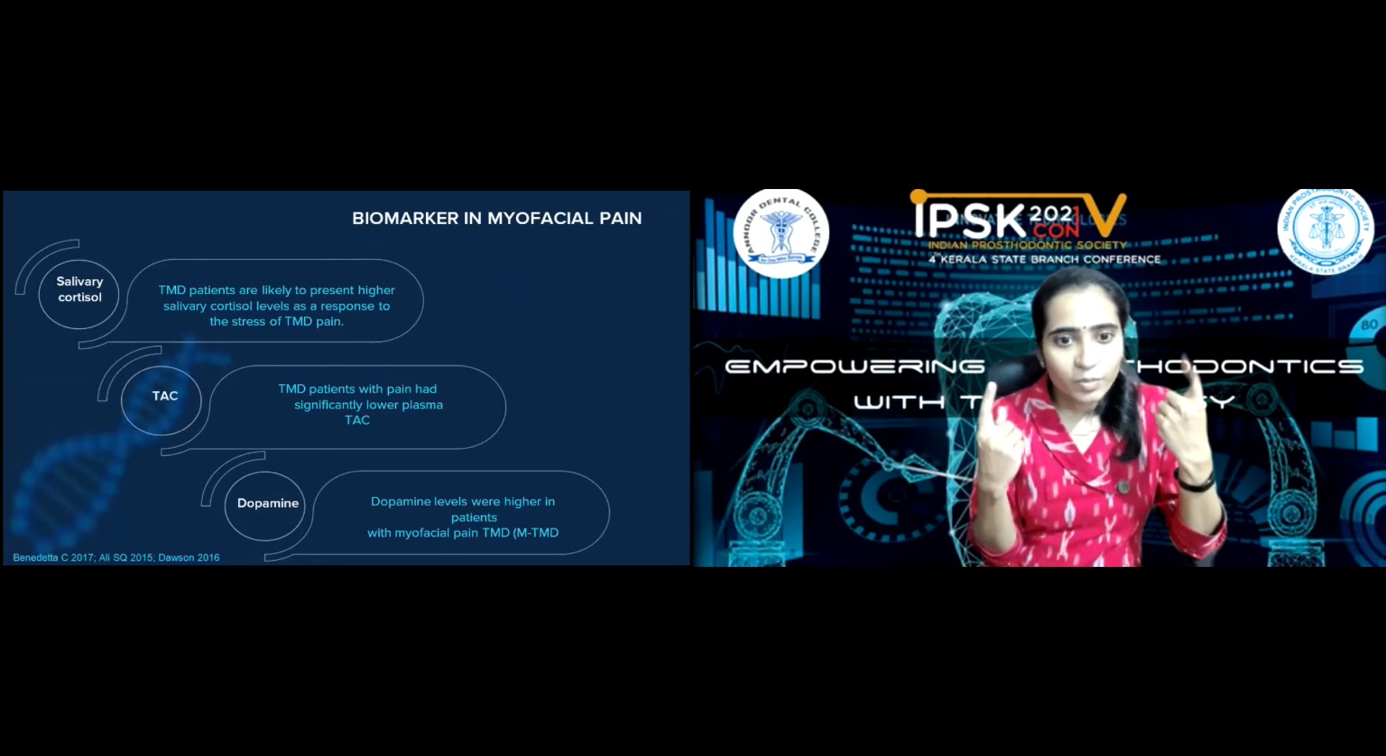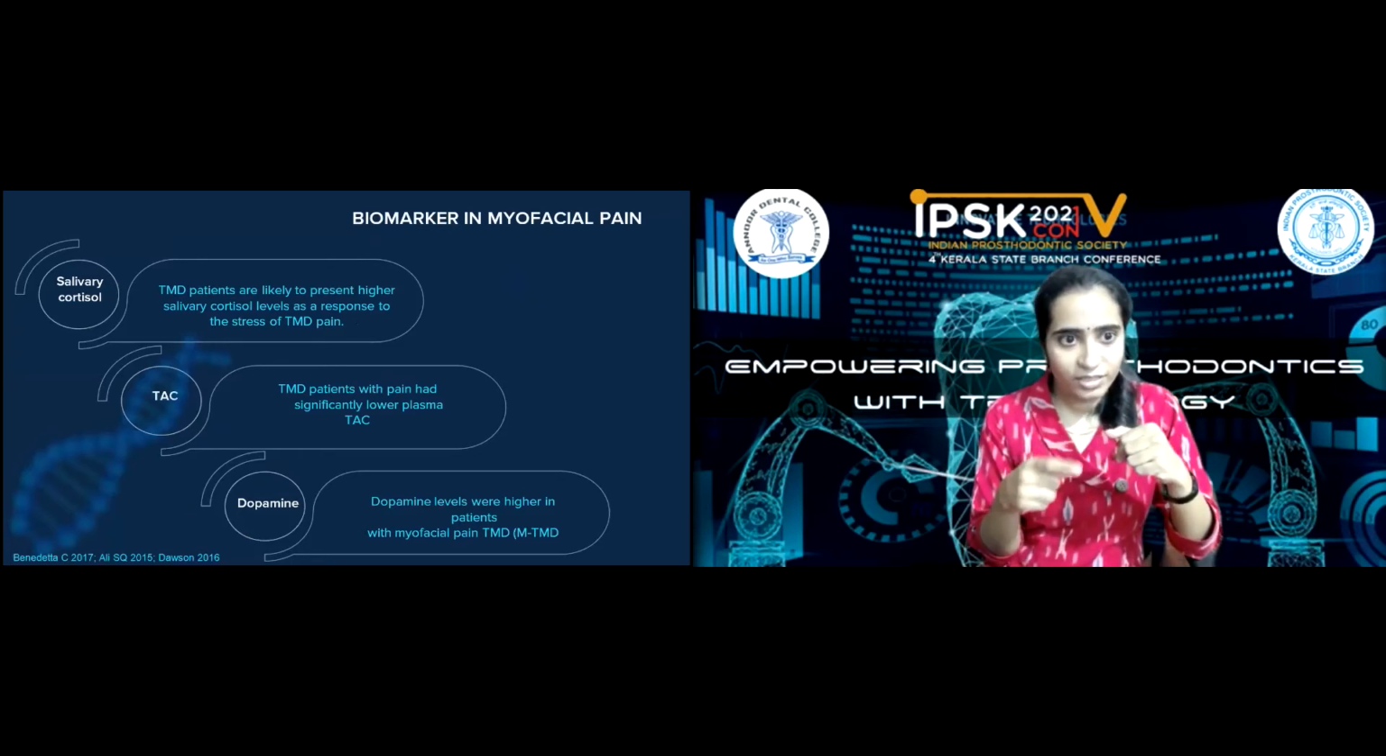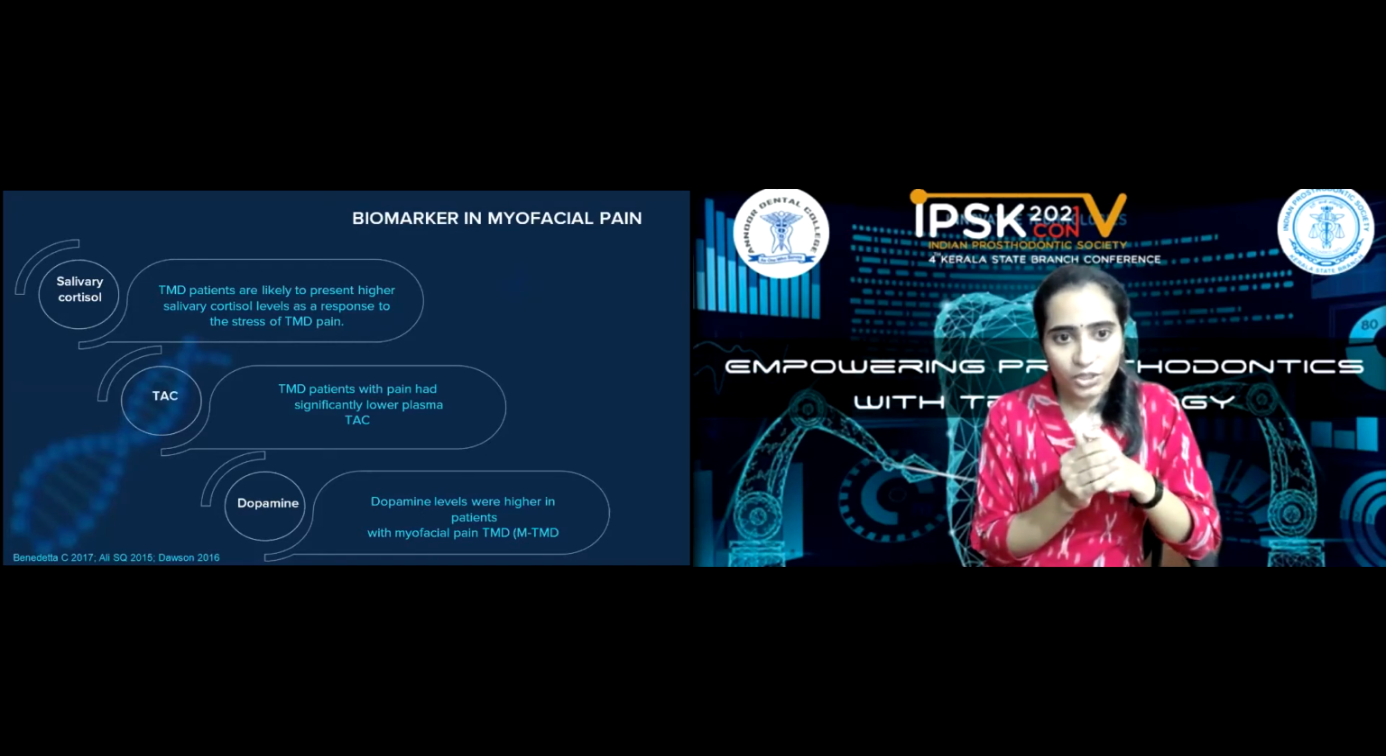So it is released by our adrenal cortex. Whenever you are under stress, this increases. In TMD, it has been found that salivary cortisol increases during such cases.